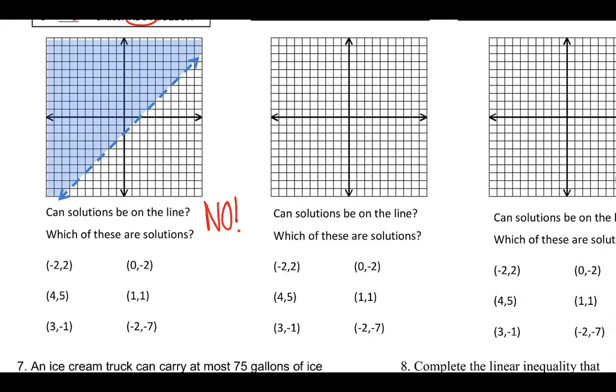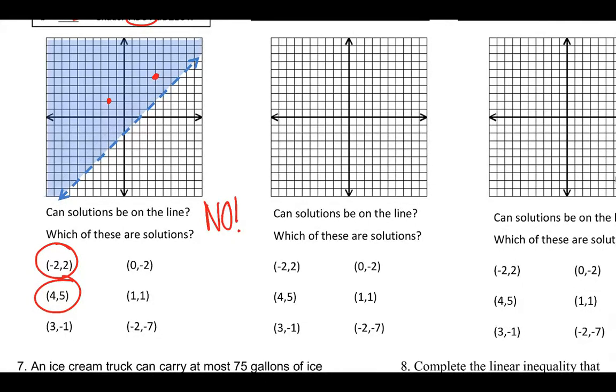So -2, 2. I'm going to go over -2 and up 2. It is in the shaded region, so that's a go. We're going to circle that guy. He's good. Then I've got 4, 5. Over 1, 2, 3, 4, up 1, 2, 3, 4, 5. He is in the solid, so he's a go.